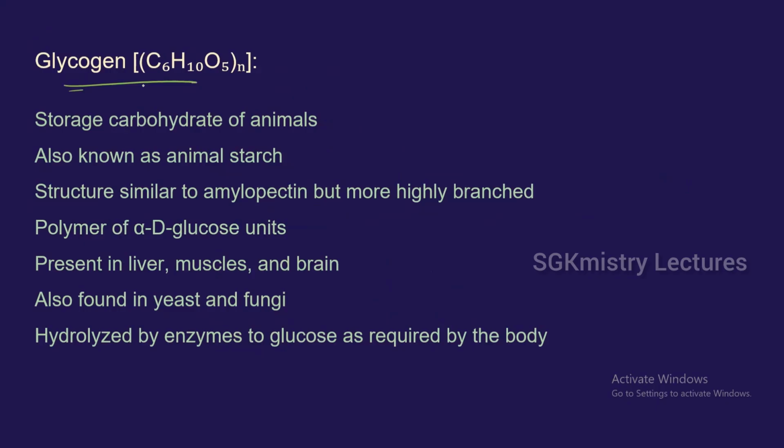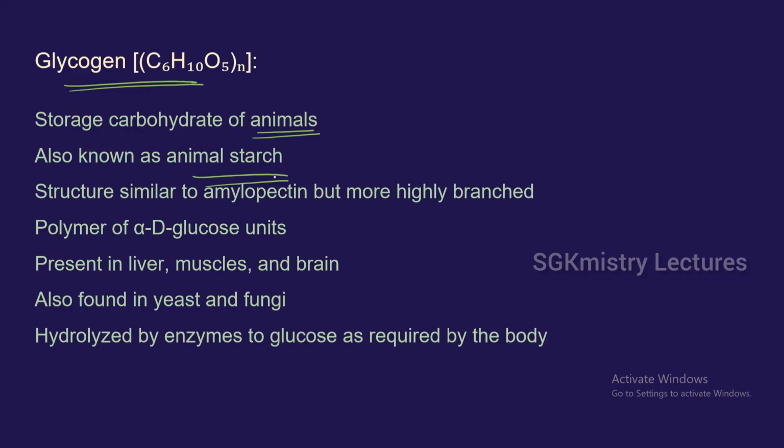Next, coming on to glycogen, which is another polysaccharide. It is a stored carbohydrate that is present in animals. It is also called animal starch, because its structure is much similar to that of amylopectin, and it is present in animals, so that's why it is called animal starch. And it is a more highly branched polymer of alpha D glucose, like that of amylopectin.